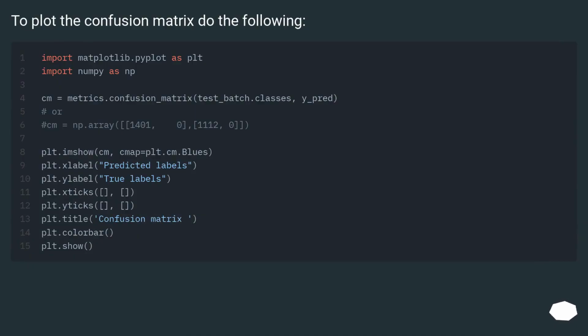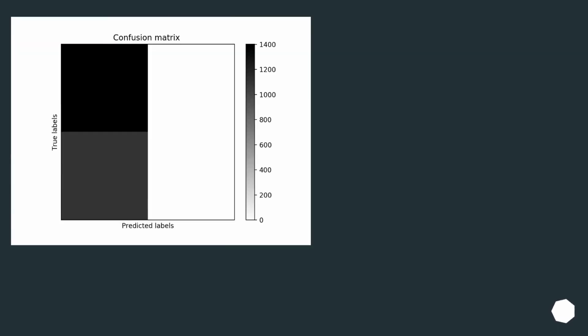To plot the confusion matrix, do the following. References: this URL, this URL.